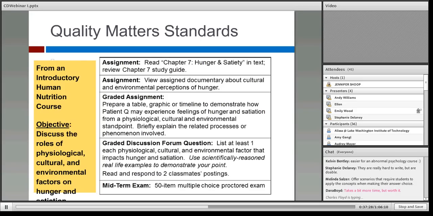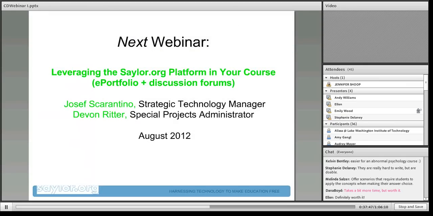Dana says it takes a bit more time, but it's worth it. They are hard questions to write. It's very challenging. And I think we can transition from here to some of your ideas about designing assessments that are aligned with the objectives, but I want to see if there's any more slides after this one.